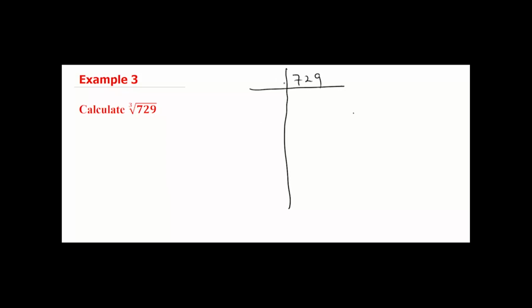So let's start with 2. 2 cannot go here, as this is not divisible by 2. Let's start with 3. 3 goes in 7 2 times, remainder 1. Put it here, 12. 3 goes in 12 4. 3 goes in 9 3. So this is still divisible by 3. 3 goes in 24 8. 3 goes in 3 1. So 3 goes in 81, you have 27. Okay, 3 goes in 27, we have 9. 3 goes in 9, you have 3. And 3 goes in 3, you have 1.